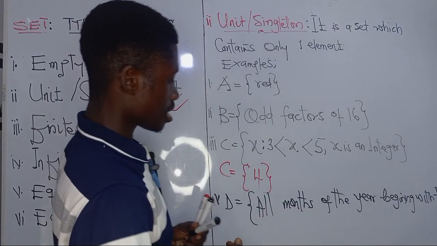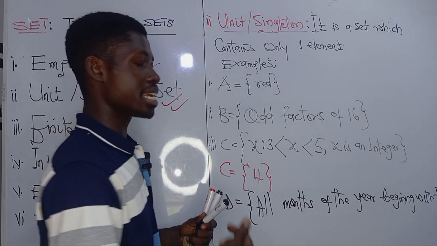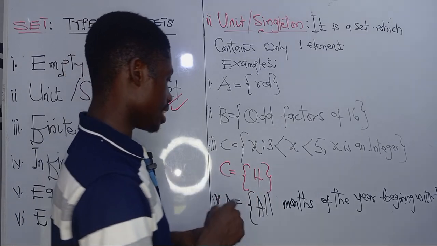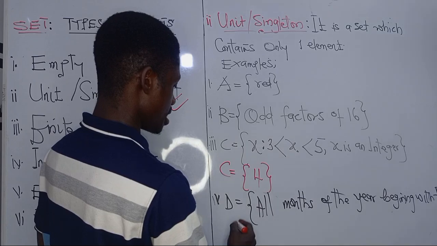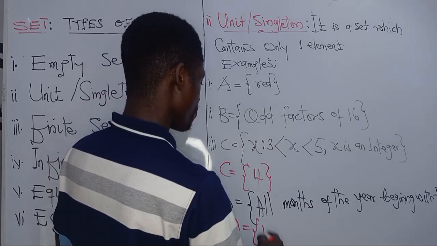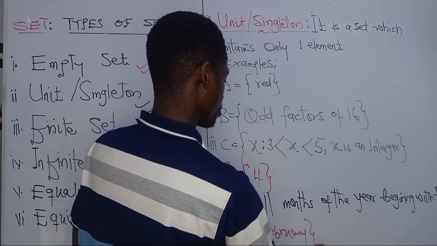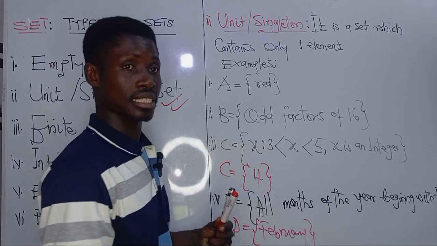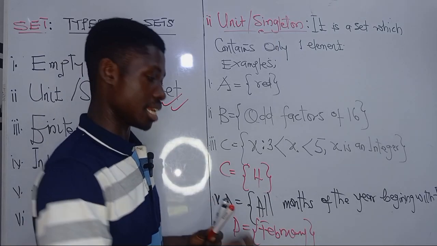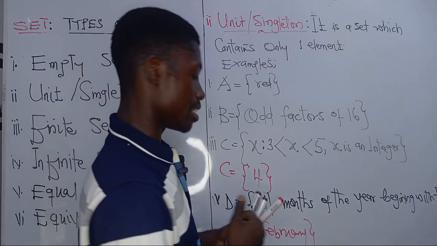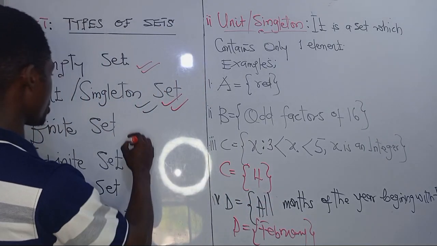So we have the last example. All months of the year beginning with the letter F. So if you have to list the elements for this particular set, you realize that we are going to have only February. And this set becomes what? A unit set or a singleton set because it contains only one element, which is February. Let's look at the next type of set, which is what? The finite set.